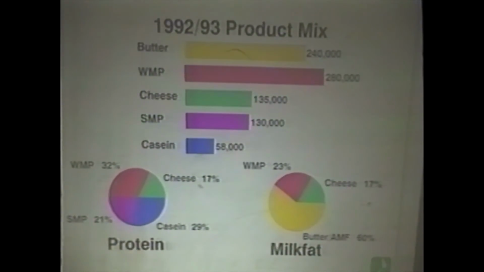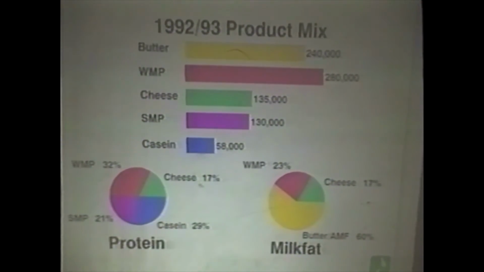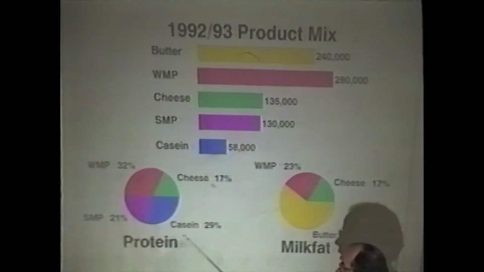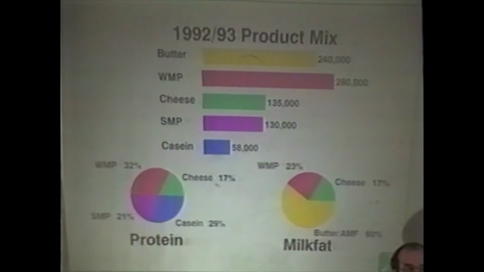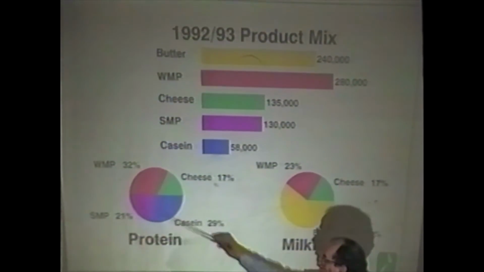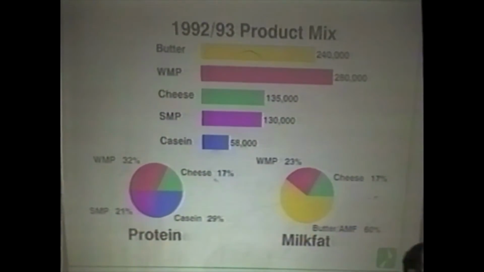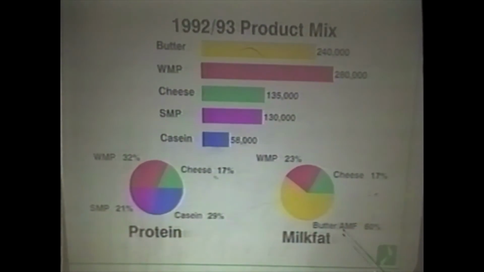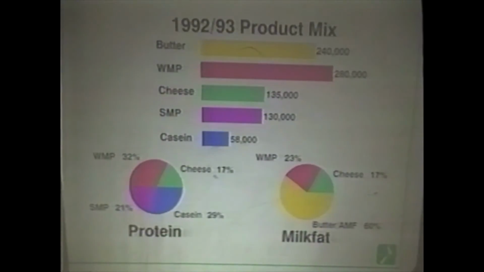Again, the mix for the coming season with the volumes in tonnes, broken out also into where the industry's protein is going. And you can see that it's fairly well spread between the four product groups. But on the milk fat, we've got quite a different picture.